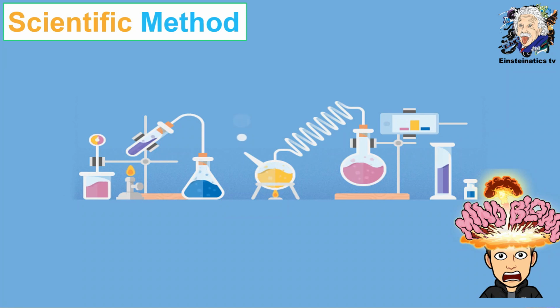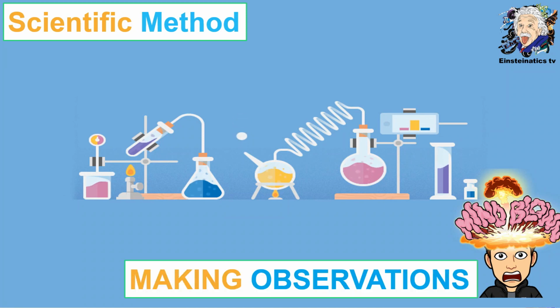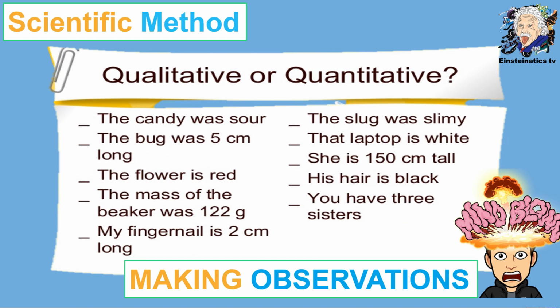For the first activity, in making observations, you are going to identify whether the statements suggest qualitative data or quantitative data. So here are the statements.